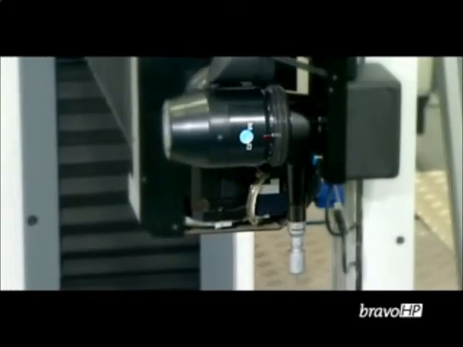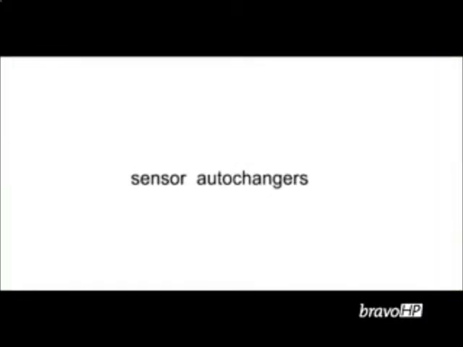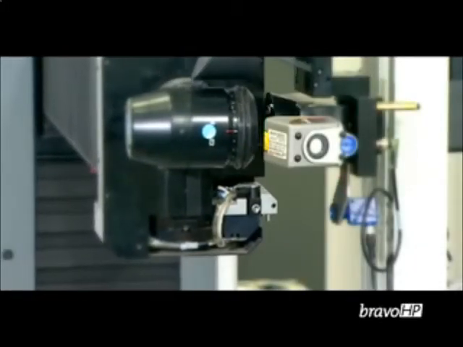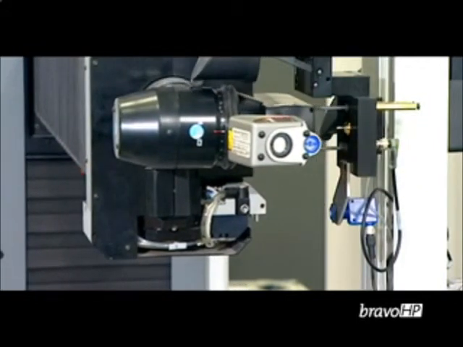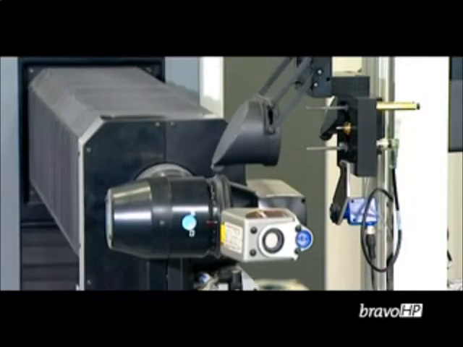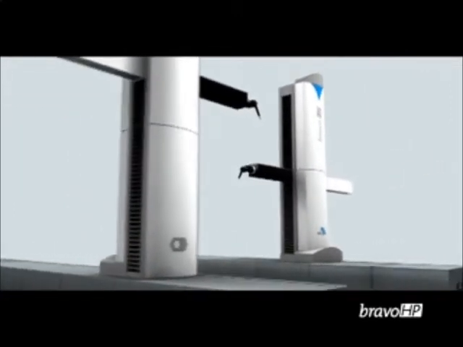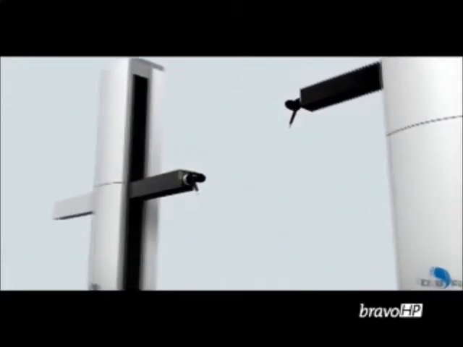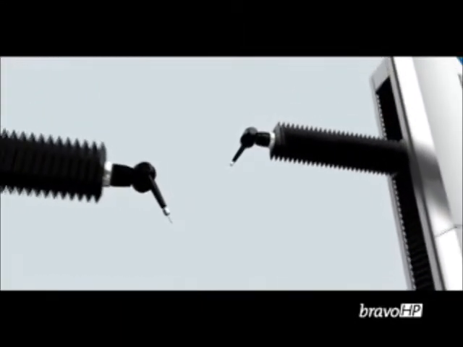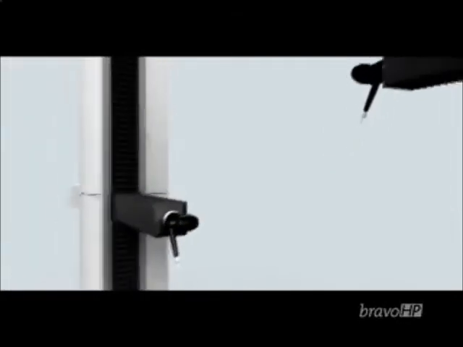The continuous CW43L three-axis wrist provides precise orientation of any contacting and non-contacting sensor, as well as the use of long extensions. Auto changers make sensor change quick and repeatable. Bravo HP, efficiency in car body analysis.